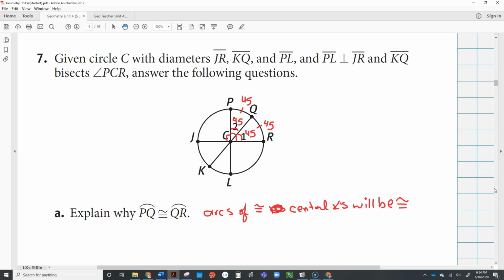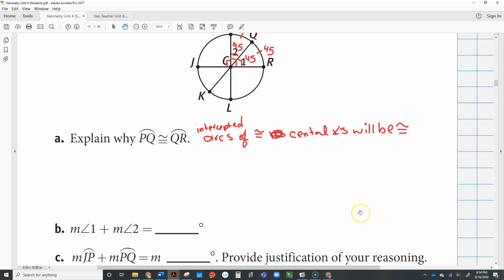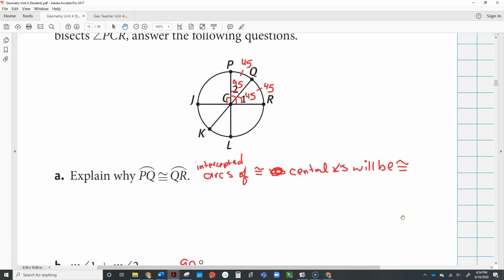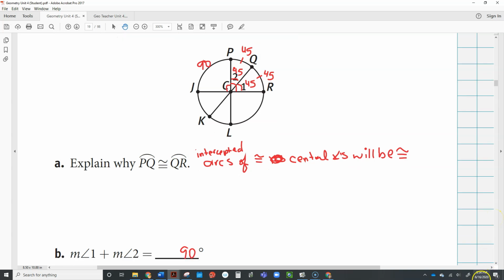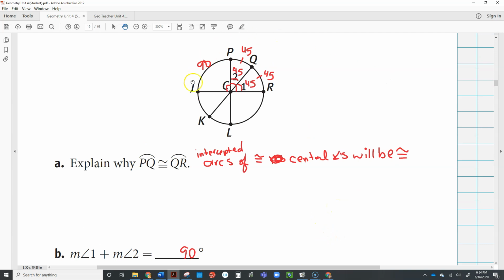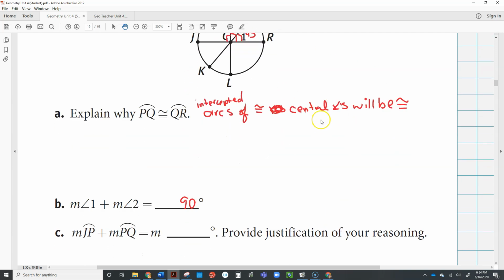Arcs, and it should be the word intercepted arcs. Intercepted arcs of congruent central angles will be congruent. Okay, the measure of angle 1 plus the measure of angle 2 equals 90 degrees. The measure of arc JP right here, we know JP is 90. So the measure of JP and PQ, 90 plus 45, that's 135 degrees.